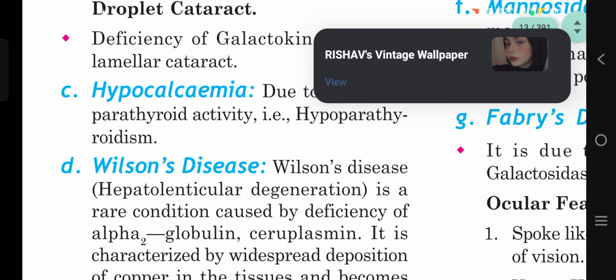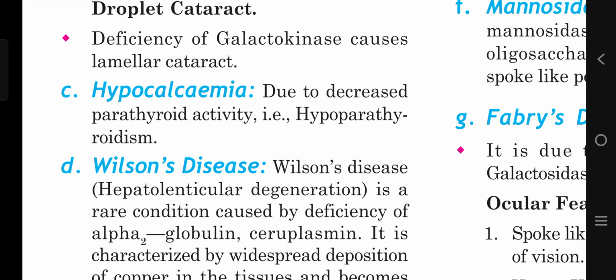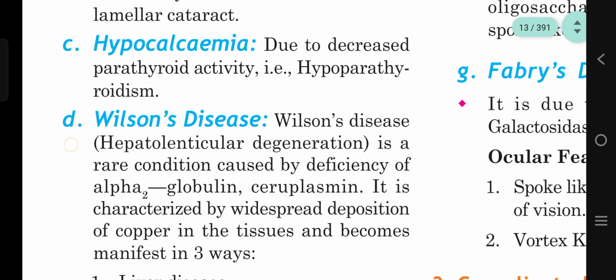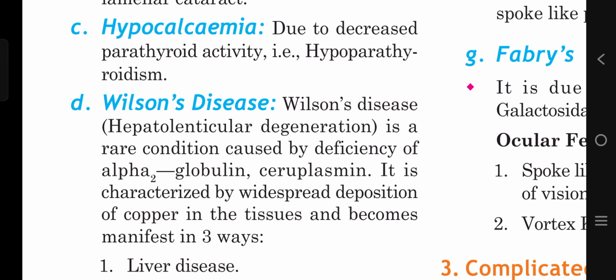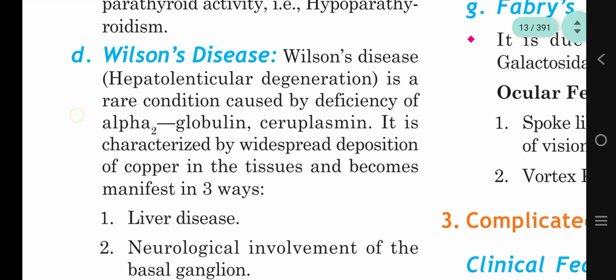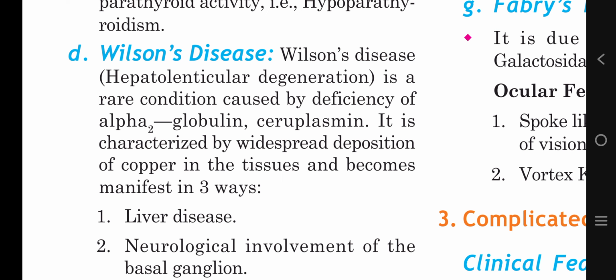Next, hypocalcemia due to decreased parathyroid activity, that is hypoparathyroidism. It could be a reason for cataract, metabolic cataract. Next is Wilson disease. You already know it is copper accumulation. Wilson disease, hepatolenticular degeneration, is a rare condition caused by deficiency of alpha-2 globulin and ceruloplasmin. So these are the two things which are missing in Wilson disease: alpha-2 globulins and ceruloplasmin.